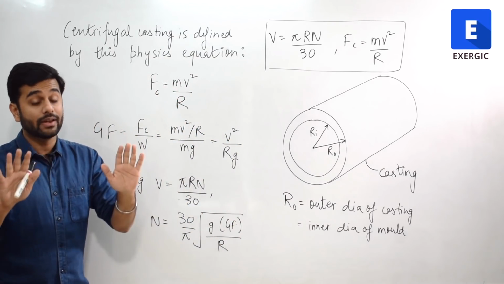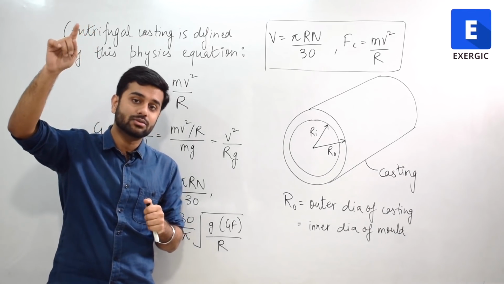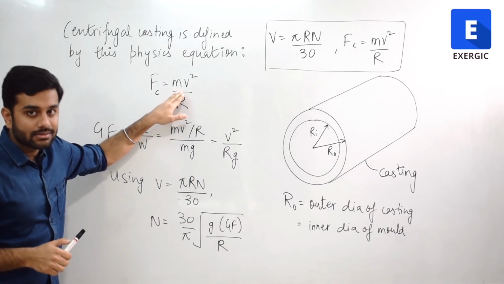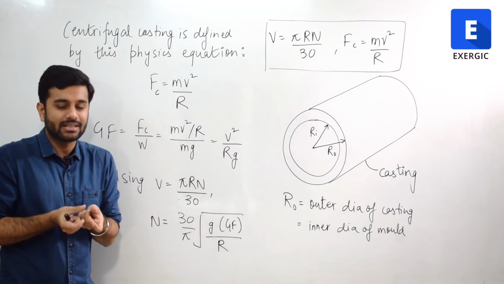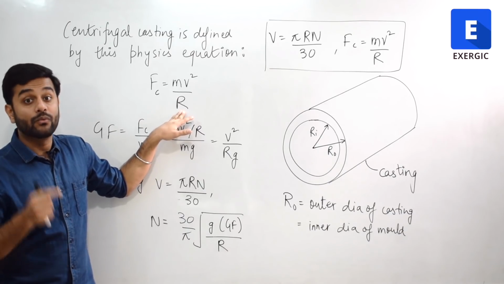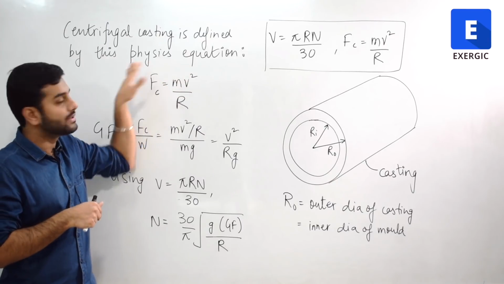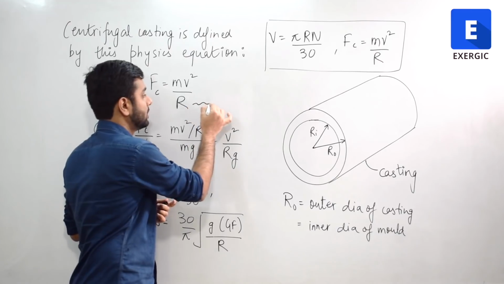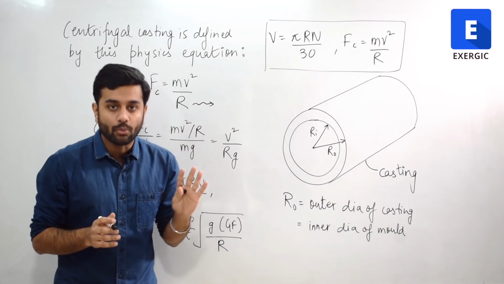So if any of you thinks that since the mass of the mold is being taken, we should take the radius of the mold only, that is not the concept here. For the centrifugal force that this casting mass is experiencing, we are using a value of radius which, according to this source, is derived from physics, but the source has taken this radius to be the outer radius of the casting or the inner radius of the mold.